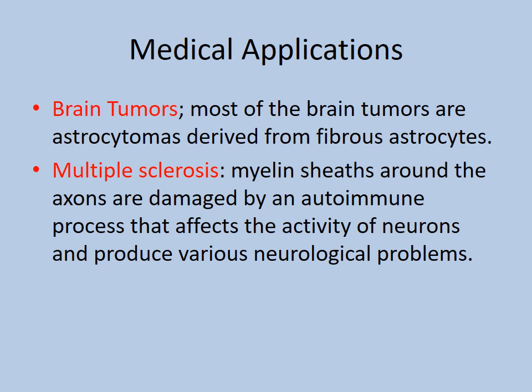Now, a few of the medical applications, that is the brain tumors. Most of the brain tumors are astrocytomas, which are derived from the fibrous astrocytes. Multiple sclerosis is a condition in which the myelin sheaths around the axons are damaged by an autoimmune process that affects the activity of the neurons and produces various neurological problems.